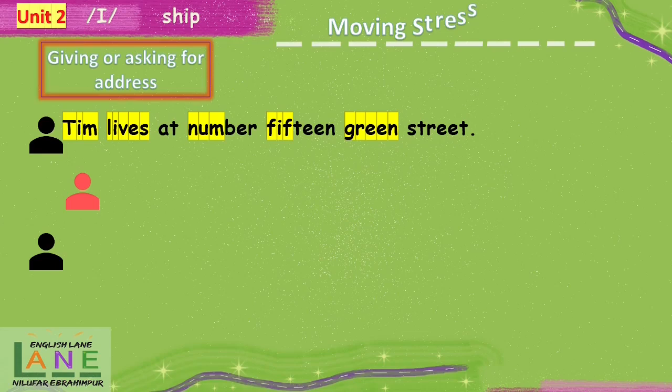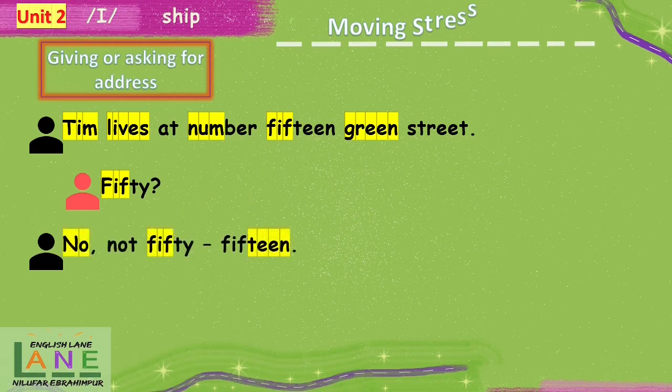What would you say? 50? I don't understand. 50 because 50 has a stress on the first syllable, and you are using that on the first syllable here. So, I don't understand. I ask a question. No, not 50. 15. Ah, that's easy. So the speaker can help us. We ask a question, we get help.